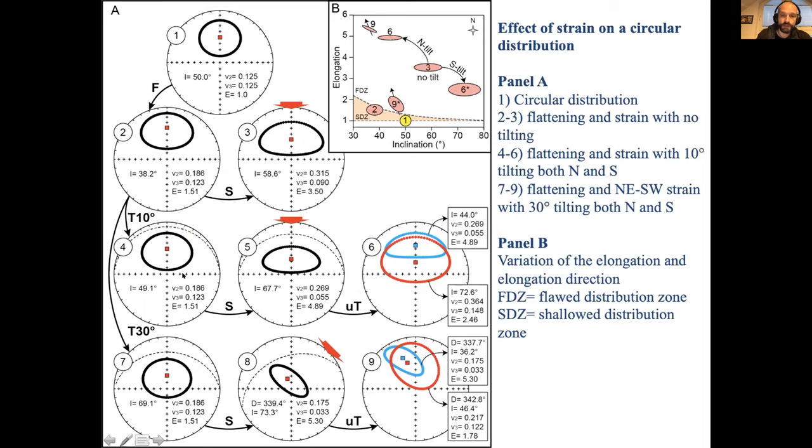But it's not entirely realistic, because we know that we also have folding. So what we have to do is also apply a folding to the data. We apply a minimum tilting of the strata, and then we apply the pure shear to both the directions and the bedding. We get into a situation that is very similar to the one predicted by the model that we saw before. Depending on the limb of the fold we find ourselves on, we could have shallowing or steepening.